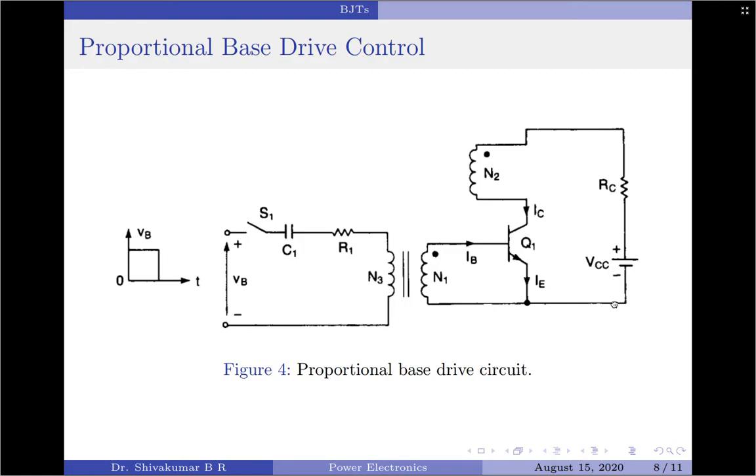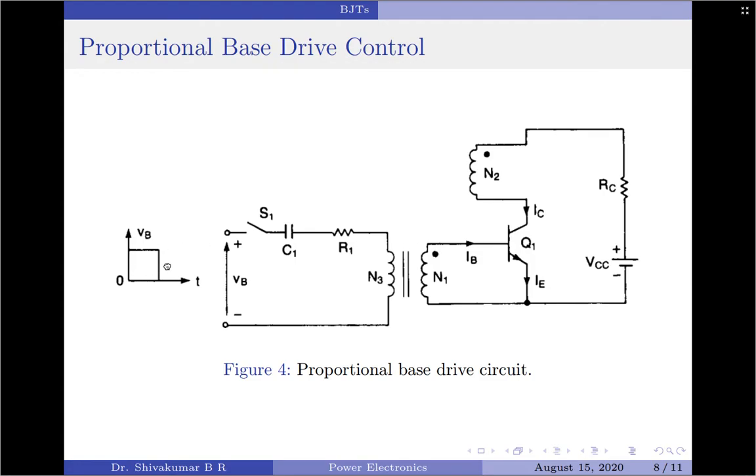The third technique that is used for providing base drive control for a BJT is called the proportional base control technique. This type of control has advantages over the constant drive circuits in which the load doesn't vary. If the collector current changes due to change in load demand, the base drive current is changed in proportion to the collector current, and it is an advantage of this particular technique. And a very simple arrangement for providing proportional base drive control is provided in this diagram. Let's understand how the operation of this circuit goes.